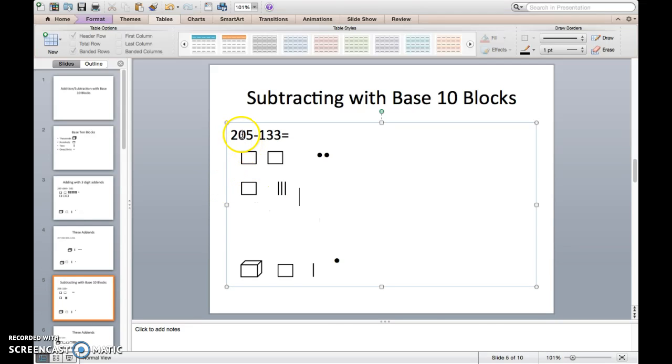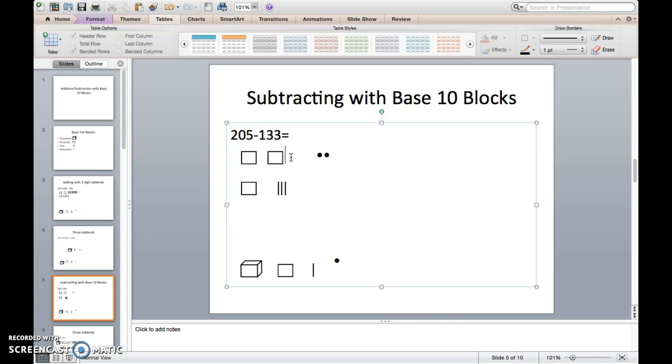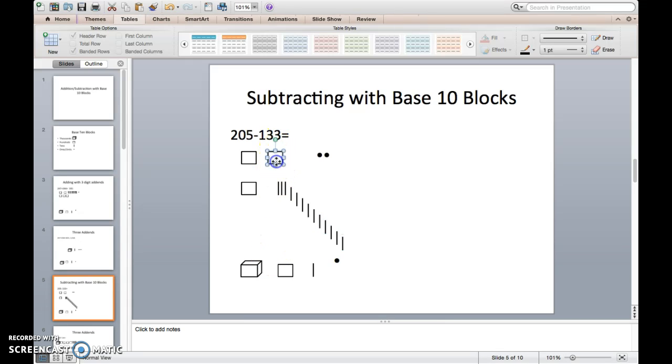And now we have to take 3 from 0. Uh-oh, we can't do that. So what do we do? We take one of these and we break it into 10 of these 10 lines. 1, 2, 3, 4, 5, 6, 7, 8, 9, 10. And then we can remove one of these. So now we have 13 of these 10 lines.